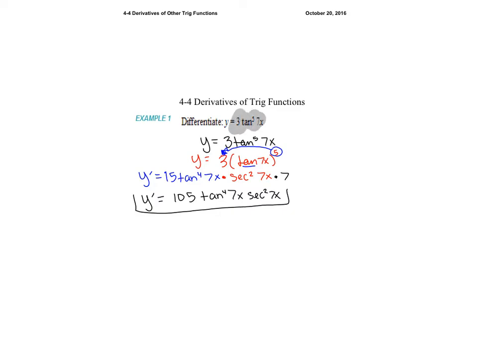To do this one, that's a chain rule within a chain rule. How fun. So, x to the 5th, you have to move the 5 to the front. So that would be 15, and then leave the inside the same, tangent to the 4th power of 7x. Then the derivative of tangent of 7x will be secant squared 7x, and then the derivative of 7x will just be 7. And when all is done, you should have this one right here.